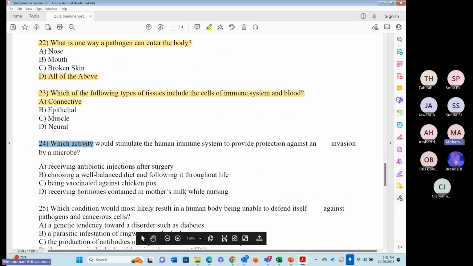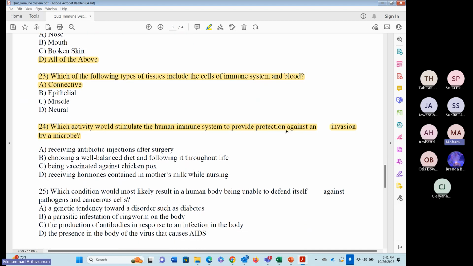Number 24. Which activity would stimulate the human immune system to provide protection against an invasion of microbes? Is it C? Yes, correct. Being vaccinated against chickenpox. So vaccination would stimulate the immune system to provide protection.